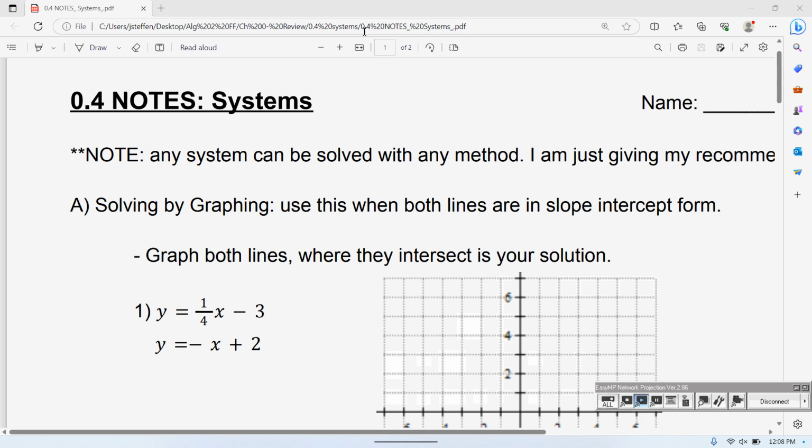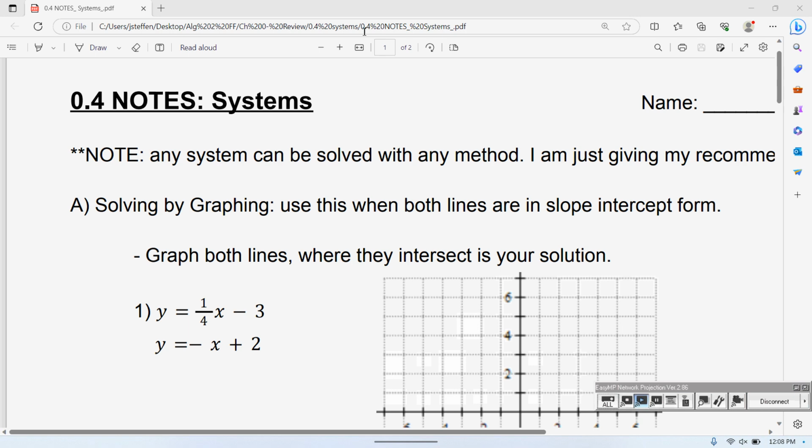So the first thing I want to make sure I mention is that any system you have, you can solve it any of these ways. If you really like elimination and you want to set every single one up for elimination, you can. Occasionally, I'll tell you to use elimination, but sometimes I just say solve this one, and you can use whichever way you want. Specifically, solve using elimination or solve using substitution.